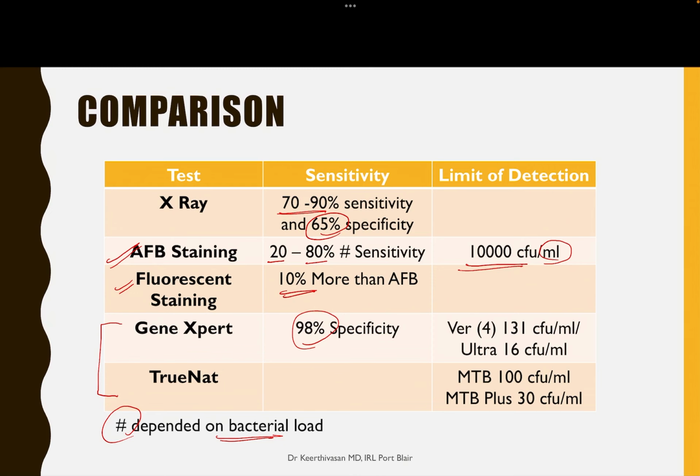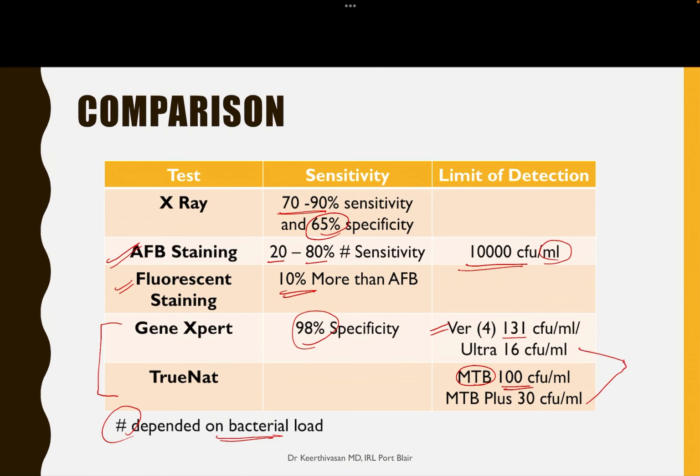So here you can see there are different versions of these machines, the modules. For GeneXpert, most of the machines which we have here in the Andaman and Nicobar Islands are 4th generation, version 4. So they can detect as low as 131 colony forming units per ml. So here you can see staining needs 10,000 colony forming units, here just 131. And TrueNat, the MTB chip which we currently use, can detect 100 colony forming units per ml. Both these machines have little more sensitive chips or cartridges also.